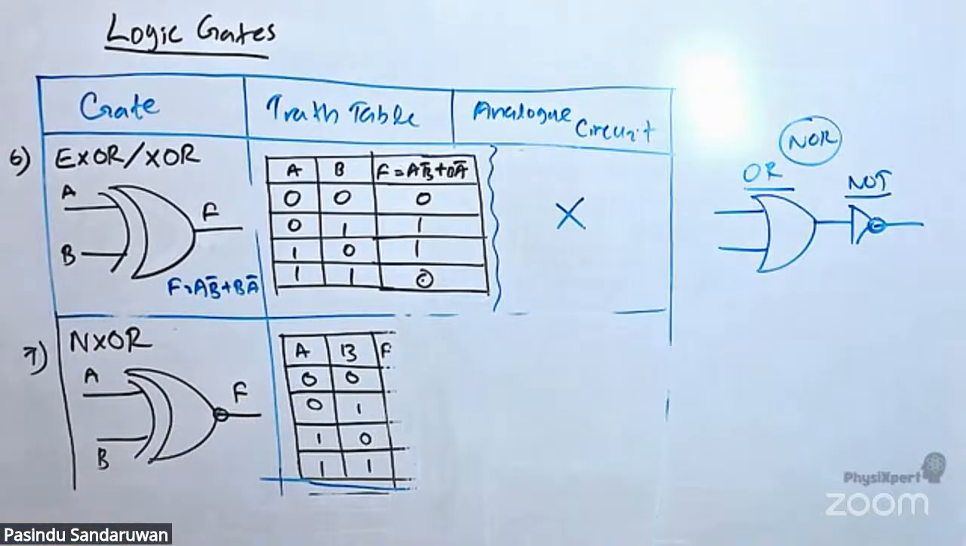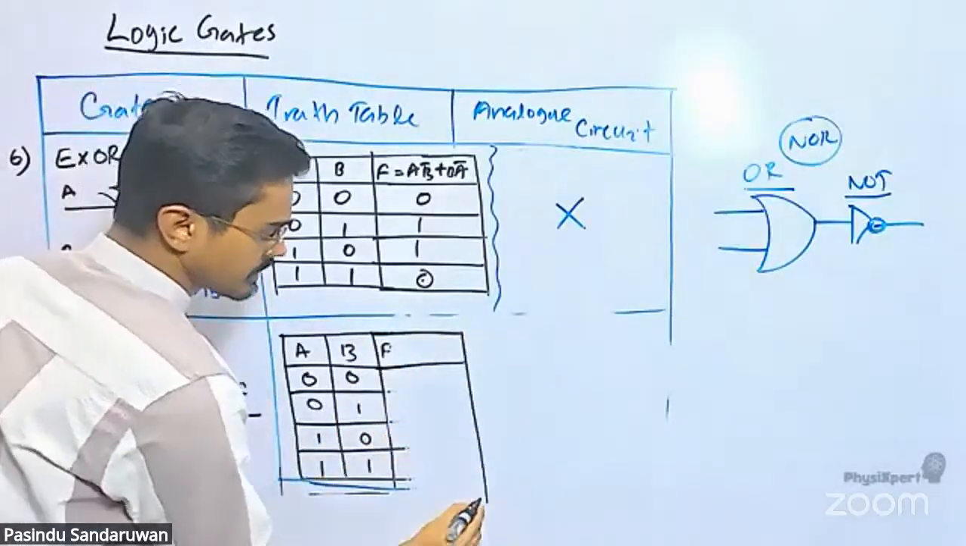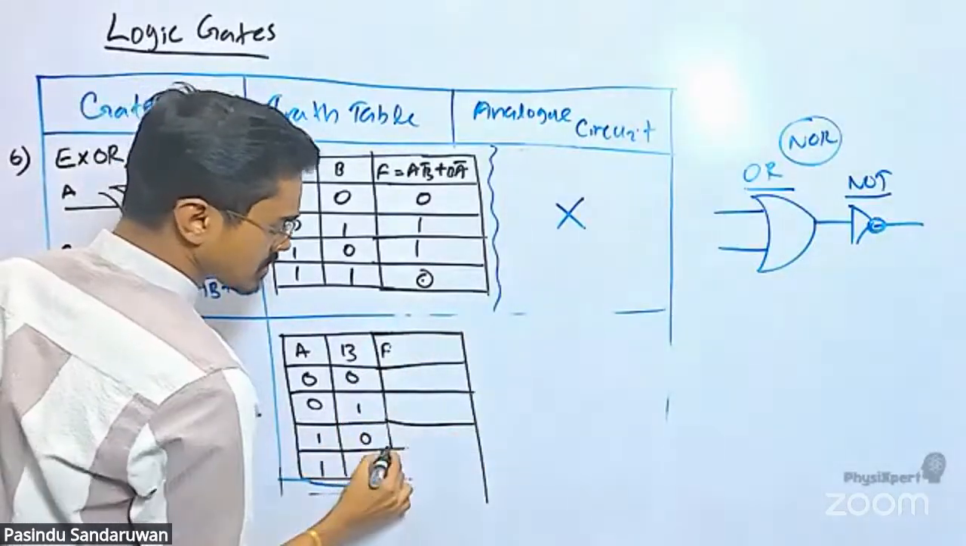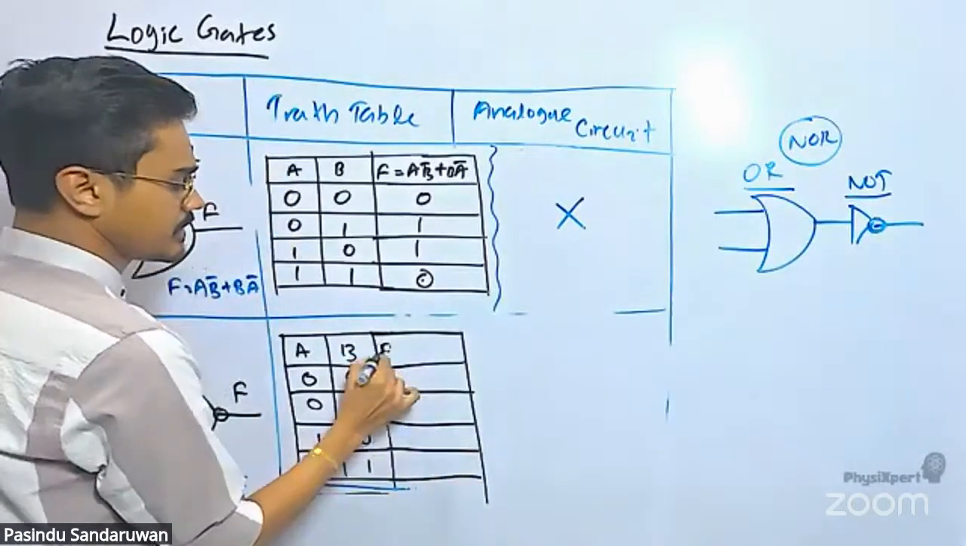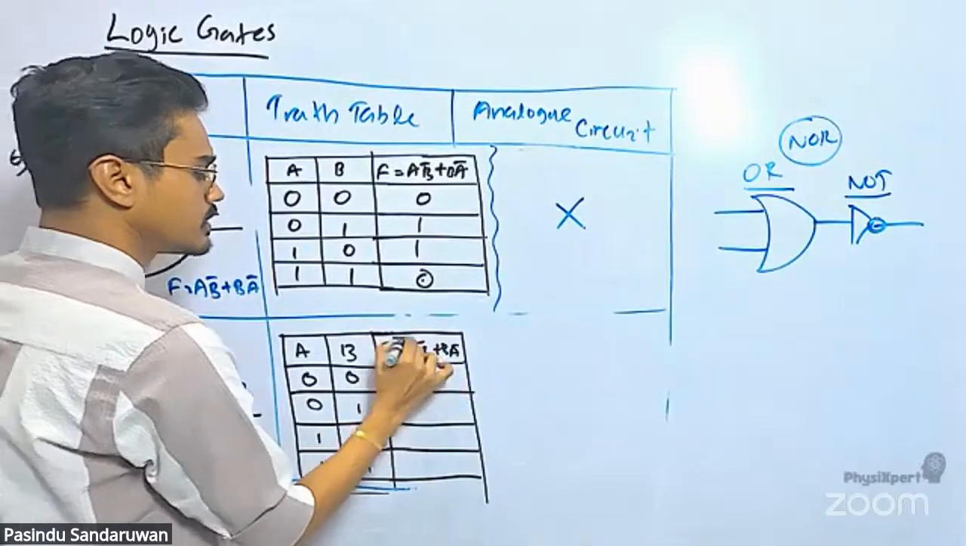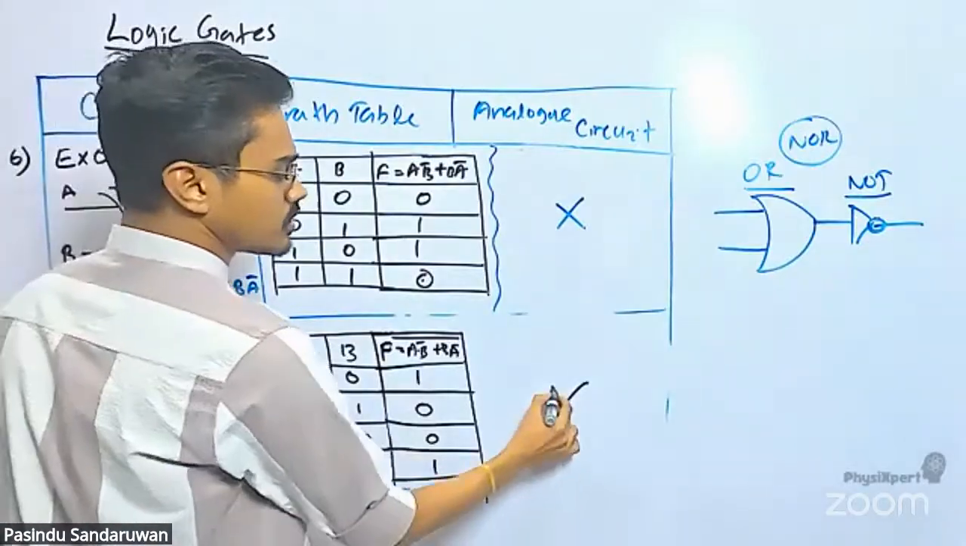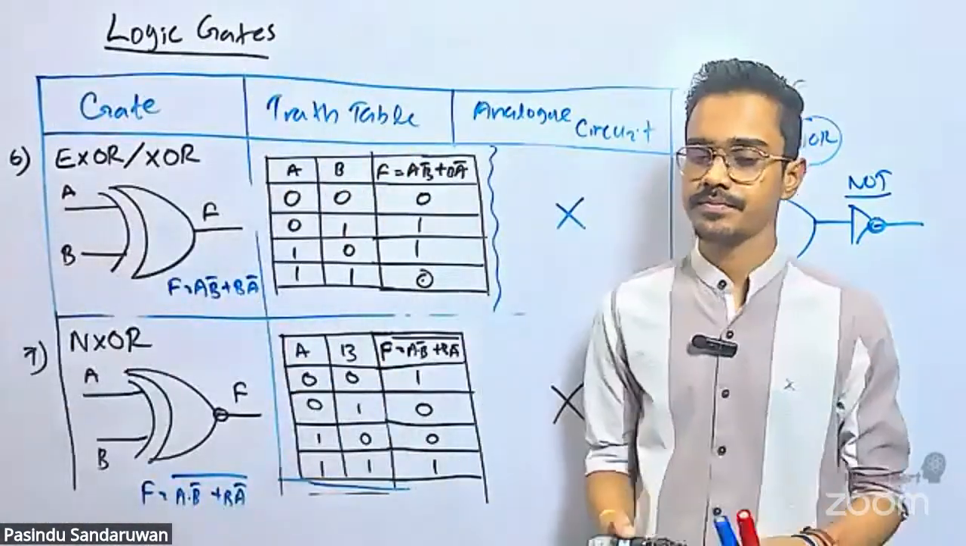F. Right? This F is AB bar plus BA bar, whole thing bar. Complete the truth table. Right? F is AB bar plus BA bar, whole thing bar. Right? 1, 0, 0, 1. Here also, analog circuit is not asked.